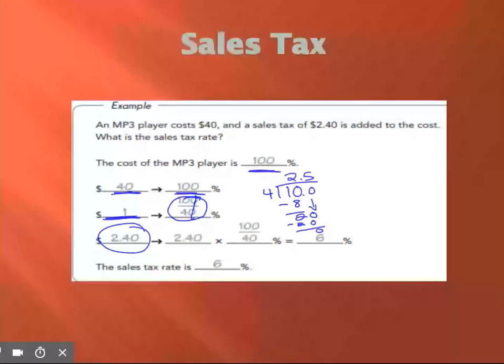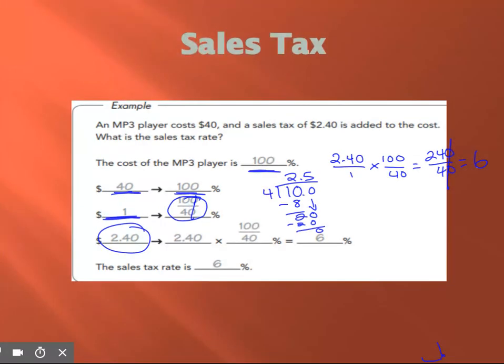So to figure out what $2.40 is, I'm going to take $2.40 and multiply it by 100 divided by 40, or I can do the decimal. So whichever you prefer, and I'll show you both. When I multiply $2.40 over 1 times 100 over 40, I would get 240 over 40. And then I'd have to divide that. So I'd cancel out zeros, and 24 divided by 4 is, of course, 6.